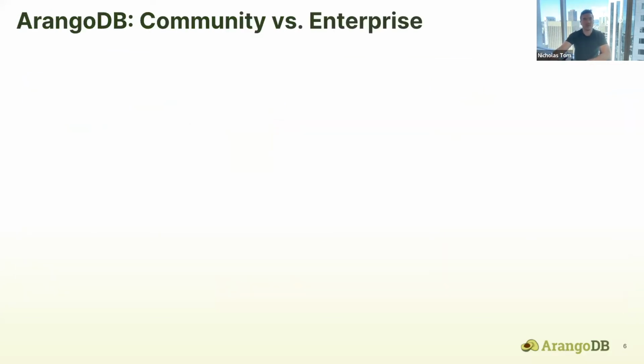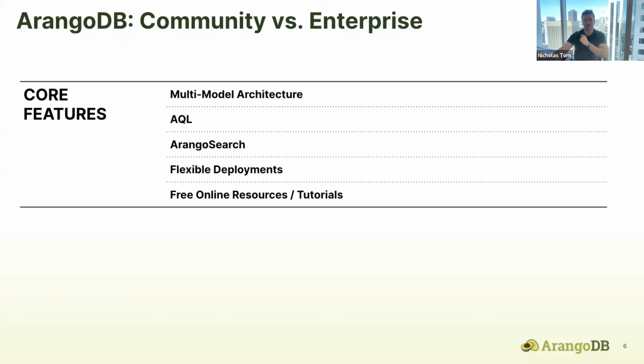In this next section, I'll elaborate on the key features and capabilities that you will receive with the ArangoDB Enterprise. The core features of ArangoDB are the following: multi-model architecture, meaning support for graph, document, and key value data stores. Arango query language, also known as AQL, ArangoDB's proprietary query language that allows you to query all the data using one straightforward language with very similar semantics to SQL. Arango Search, which is ArangoDB's full text search engine.